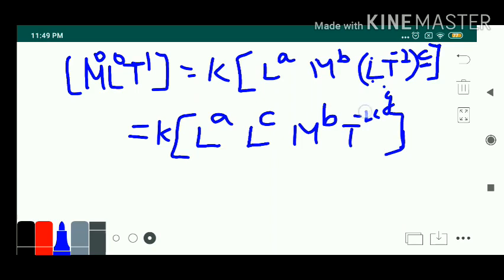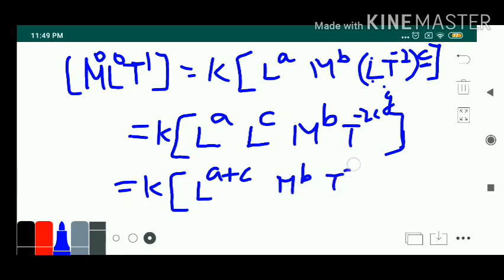Keep it as it is. Right, now I can just make it very easy. L raised to A and C means I can write it as L raised to A plus C. Then there is M raised to B, and there is T raised to minus 2C. Right? Simple. Now what was in LHS? It is M0, L0, T raised to minus 1.